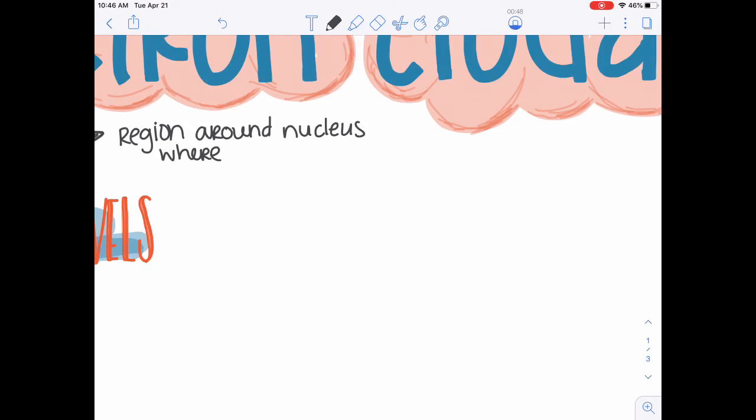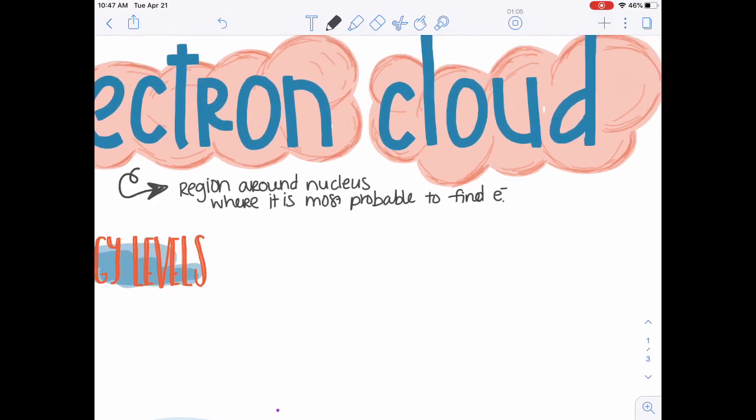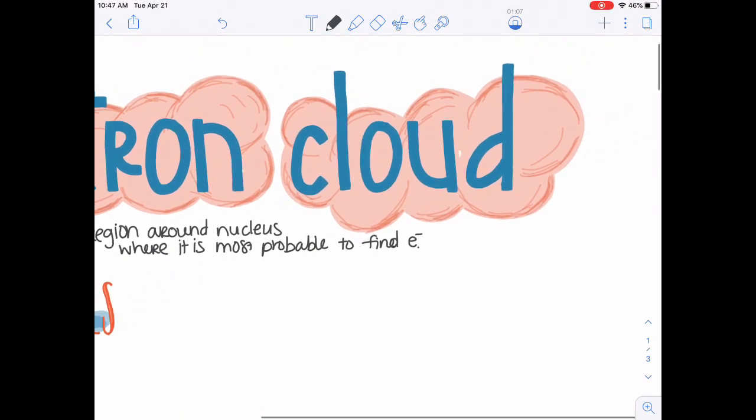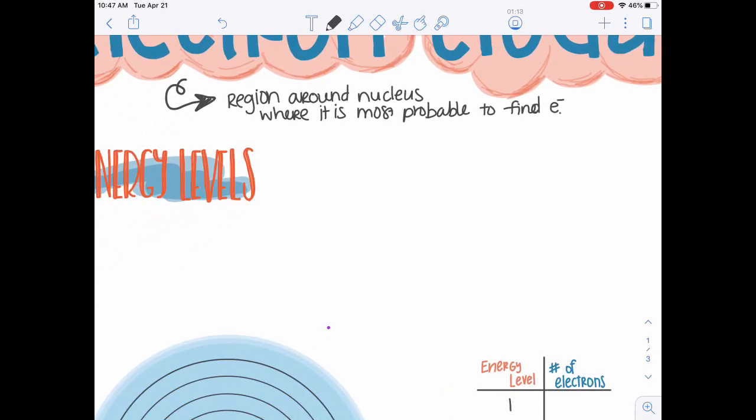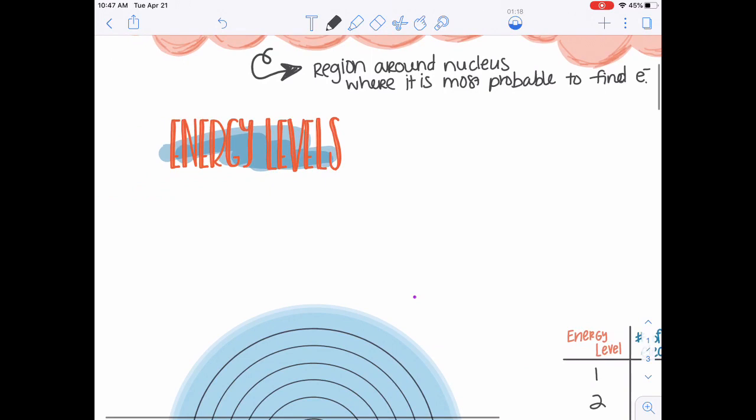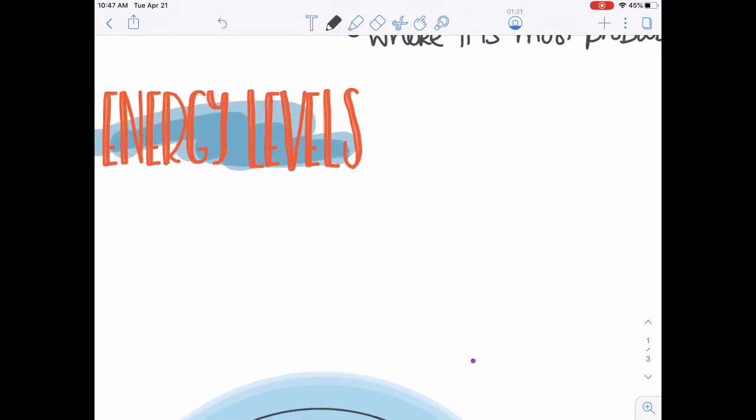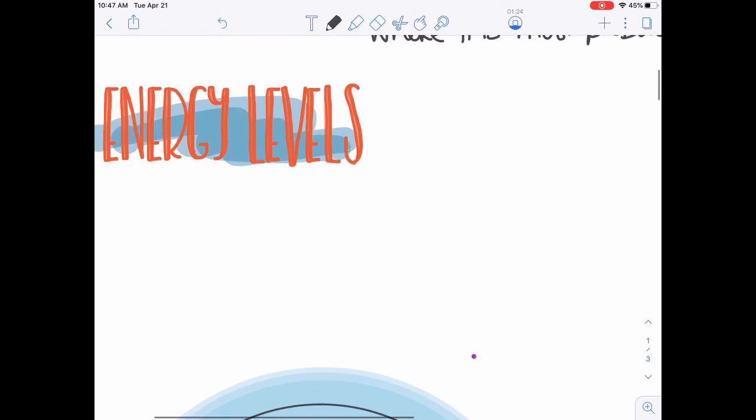Region around the nucleus where it is most probable to find electrons. We're going to talk all sorts of details about the electron cloud. It's much more complicated than what we've talked about so far, and even this version that we're going to learn this year is actually much simplified. We get more details when we take chemistry.